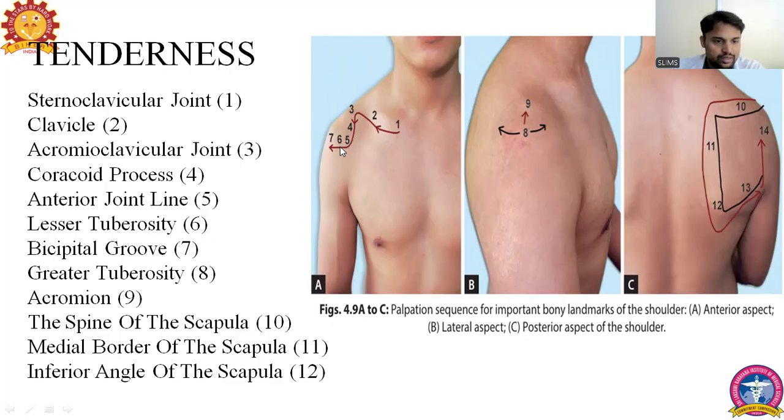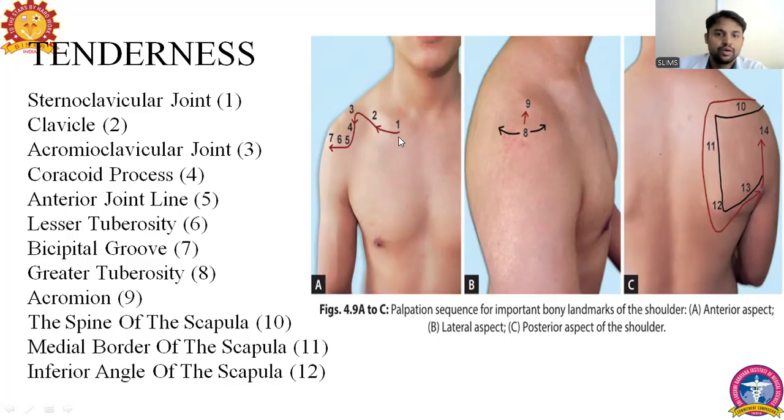Six is the humeral head, the lesser tuberosity. Seven is the bicipital groove, and then from lateral, eight is the greater tuberosity. Nine, come to the superior acromion, and then ten is the spine of the scapula. Eleven is the medial border of the scapula. Twelve is the inferior border of the scapula. Thirteen is the medial border of the scapula. And fourteen, you can complete around the scapula.